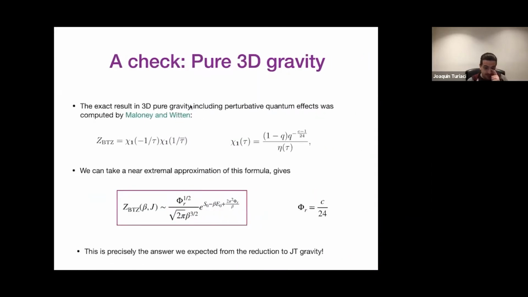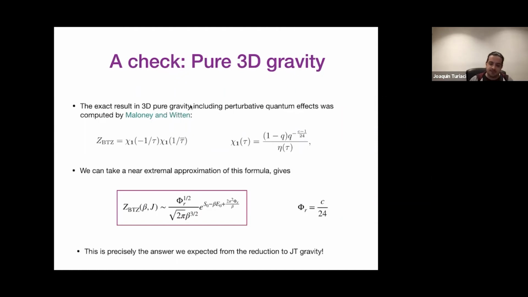Okay, so can we do a check, at least to make sure, since 3D gravity is simple, that we're not doing something completely wrong? Something nice about AdS3 gravity is that we can look at pure AdS3 gravity around the BTZ geometry. And the path integral was computed exactly by Maloney and Witten, and here I'm talking about only the path integral over fluctuations around the BTZ geometry. And then the answer is a product of vacuum characters as a function of the modular parameters of the boundary torus. So this tau and tau bar are related to the fixed temperature and fixed angular velocity of the black hole. And this is what it is.